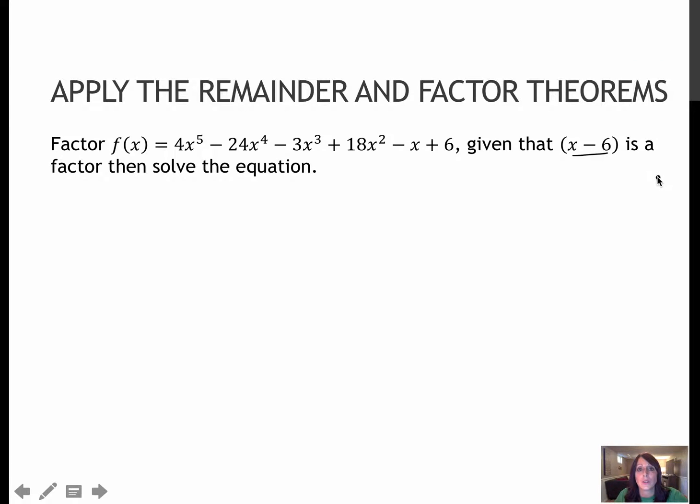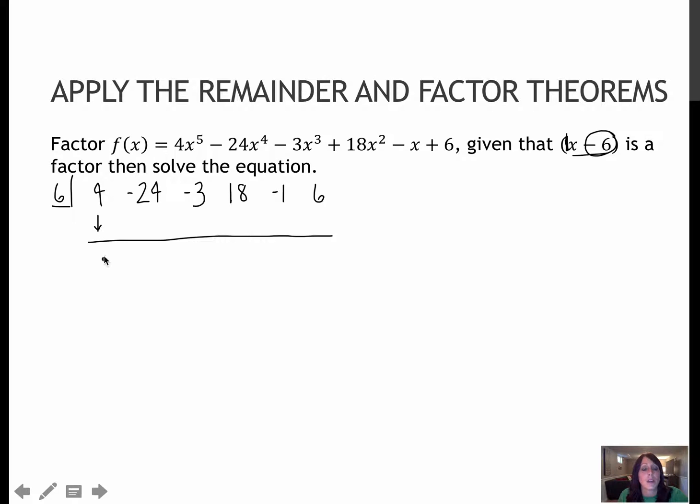So what I need to do is to see what's left over once I've divided it by x minus 6. Now what I could do is do long division, but that makes me want to cry a little bit because this is a very, very long question. So instead, because this is a 1 x to the 6th, I'm going to use the opposite of minus 6, so positive 6, and I'm going to use synthetic division because it's faster. So 4x to the 5th minus 24x to the 4th minus 3x to the 3rd, 18x to the 2nd, negative 1x to the 1st, and 6.